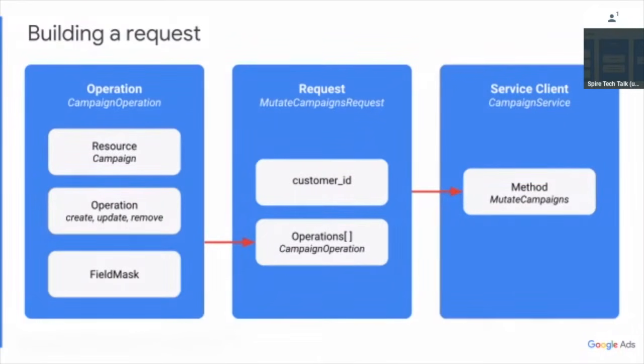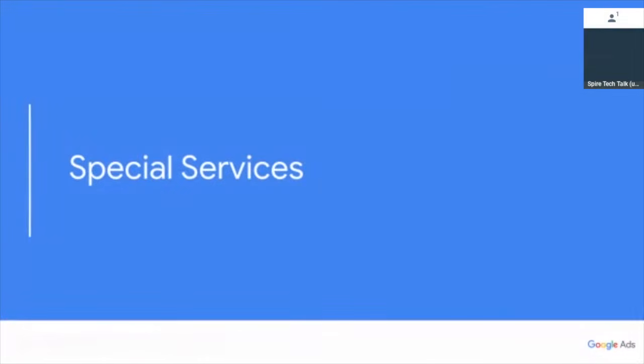Next, we package that in. We send that to our method as shown on the previous page, which is our service client, and out pops your response. So if you can follow that pattern, the entire API, every mutate more or less follows this pattern. So if you can follow this, you'll be in great shape. So now we've covered what resources and services are, as well as how to make mutate requests.